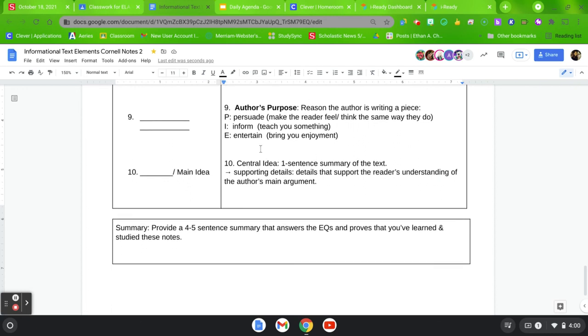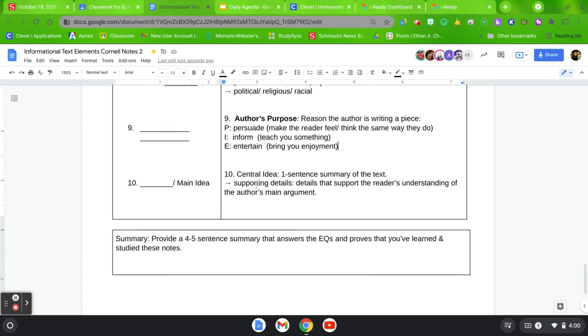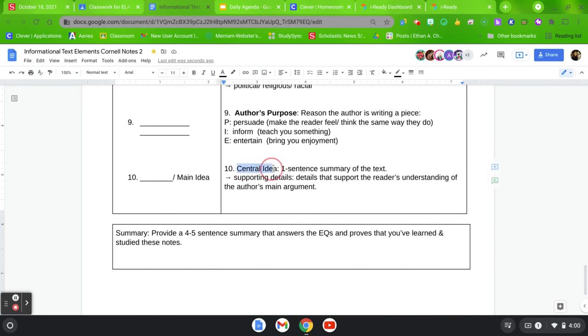All of this information, these headings, these changes in font, they're meant to highlight the central idea. We learned about that today. That's a one-sentence summary of the text. Your central idea should be supported using supporting details. Those are details that support the reader's understanding of the main argument.